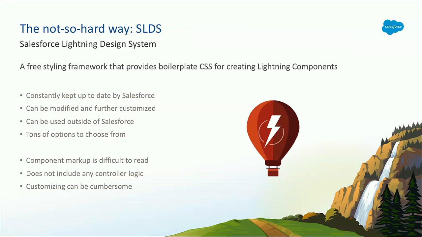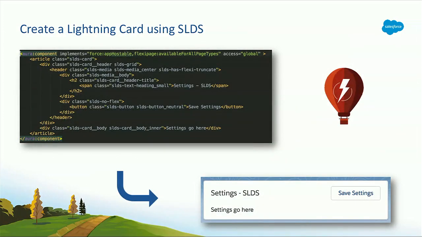It's great, but it still doesn't produce the most readable code, and there's a lot of boilerplate code there. So if you want to create one of those boxes, those white boxes, those Lightning cards that we talked about, it looks something like this. This is just an empty Lightning card that you see a lot on Lightning Experience.